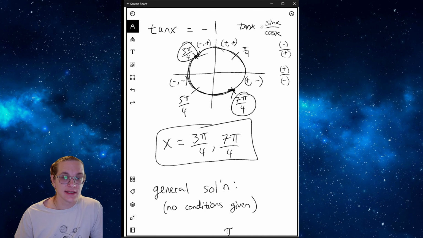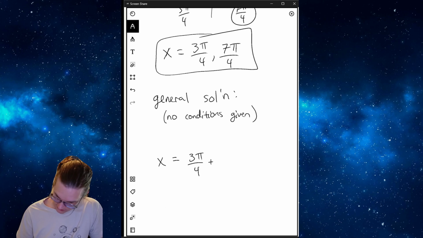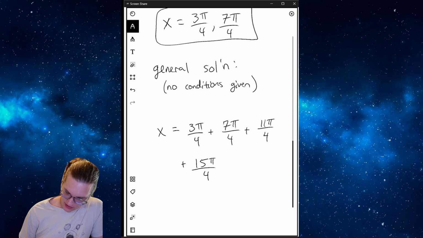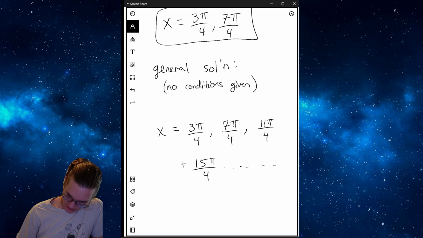So you could keep writing it like this. You could say it's 7 pi over 4, plus you add 4 to this, right? And it'll just be 11 pi over 4. And then add another 4, which would be 15 pi over 4. You could keep doing that and your arm would get really tired. Your wrist would definitely lock up. So, well, these aren't being added, I guess. These are just solutions. Sorry.